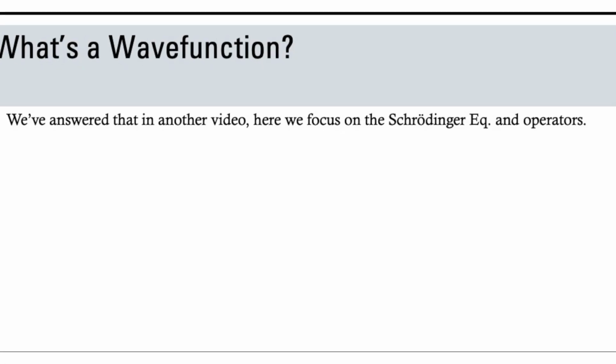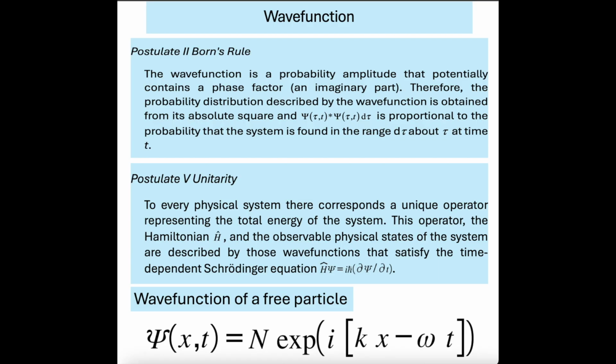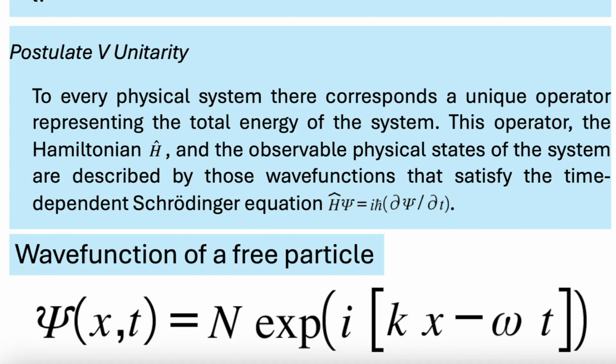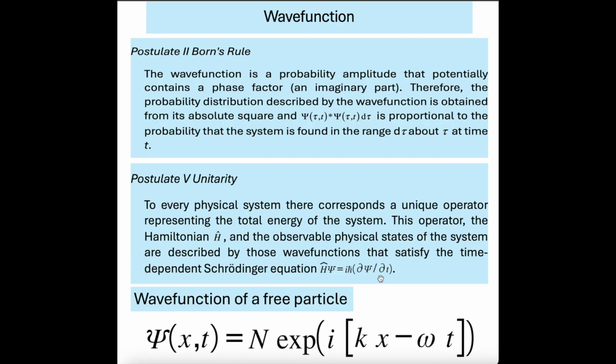So let's take a look at postulate 5, the unitarity postulate. It says that for every physical system, there corresponds a unique operator representing the total energy of the system. This is so important as an operator that we'll give it a special name, the Hamiltonian, and the observable physical states of the system are described by those wave functions that satisfy the time-dependent Schrödinger equation. Oh, there it is.